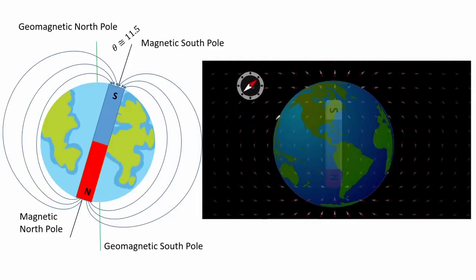Our planet is considered a magnet, which is why we can navigate using a compass to point us towards the geomagnetic North Pole, which is actually the magnetic South Pole as shown in the animation. This attracts the North Pole of the compass. The angle between them is around 11.5 degrees.